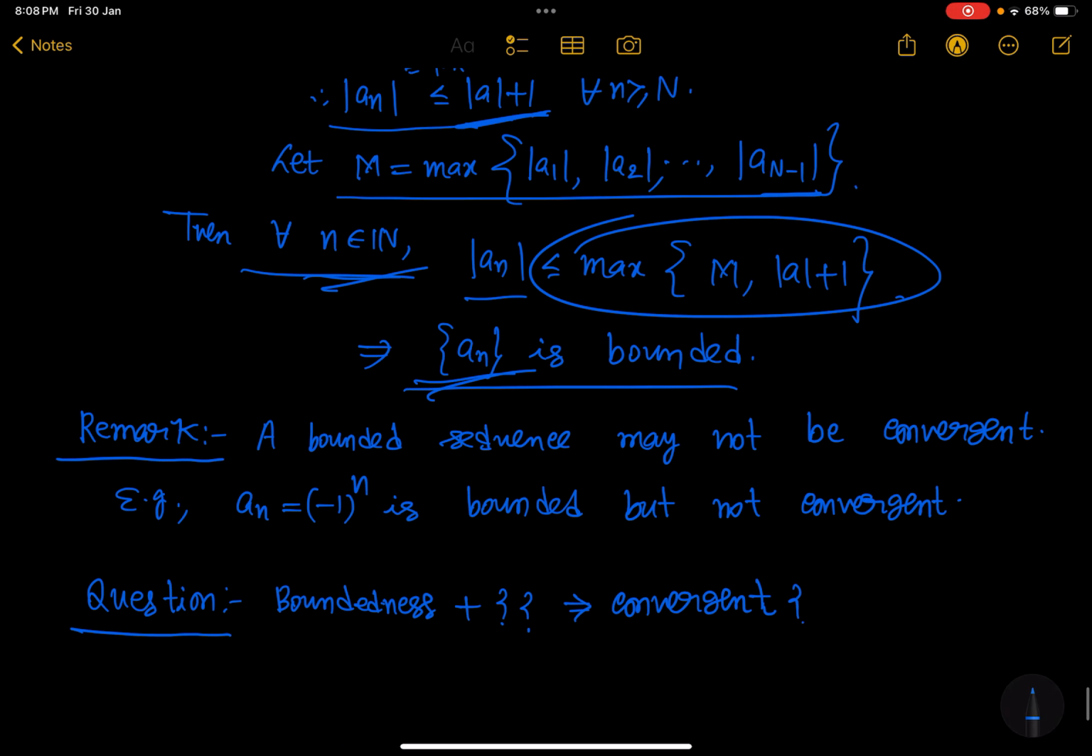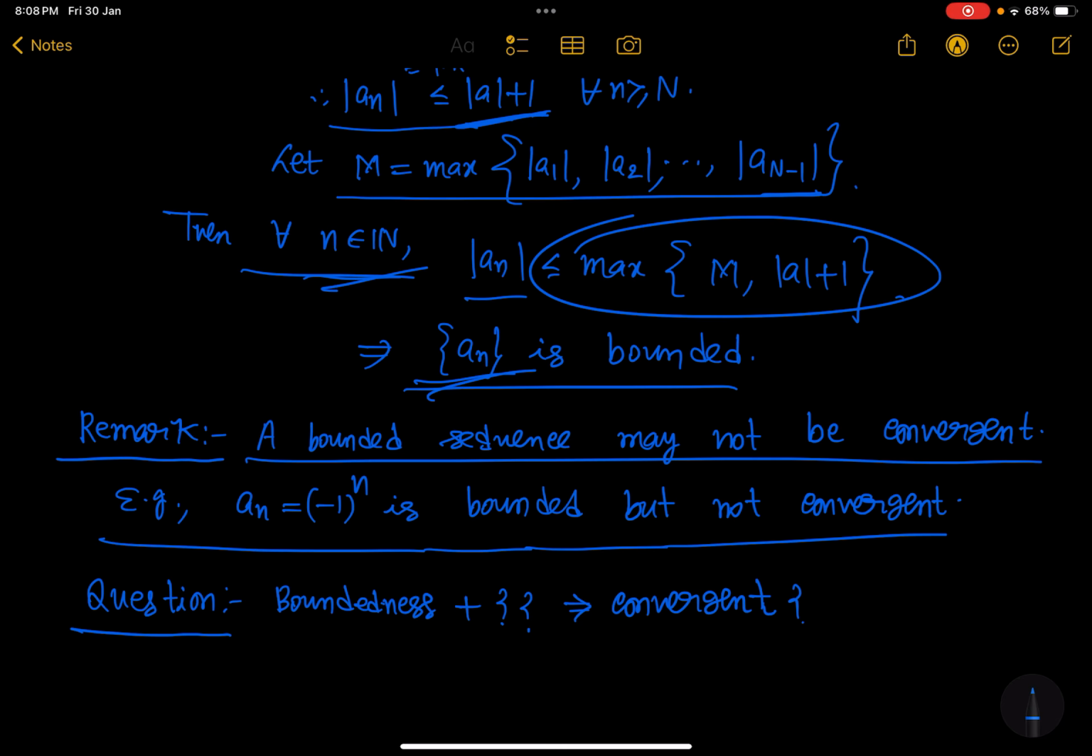But the converse is false. A bounded sequence may not be convergent. For example, a_n equals minus 1 to the power n is bounded, but it is not convergent, which we proved earlier, right? So now the question is, when can we say that a bounded sequence is convergent? Any bounded sequence may not be convergent, but can we add some extra property to this bounded sequence property to make it convergent?